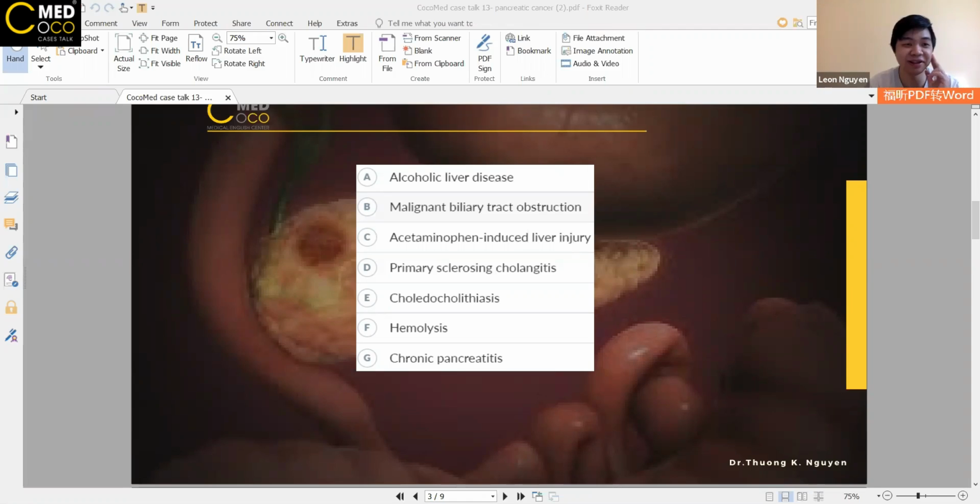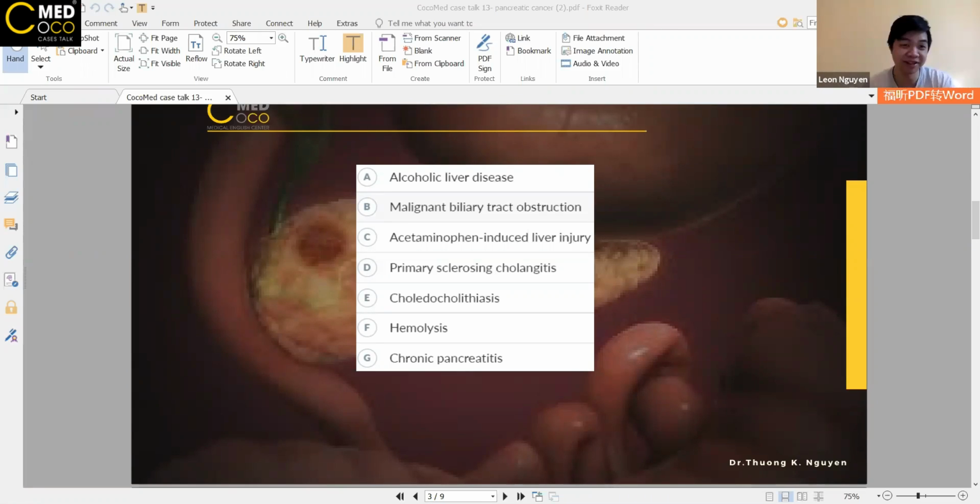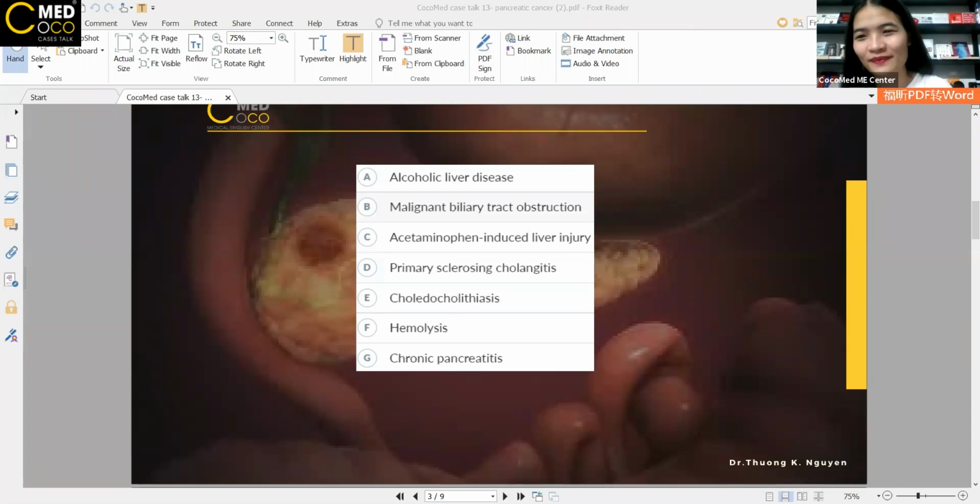It's a brother of Crohn's disease. That's not Crohn's disease, it's the brother of Crohn's disease. It's in the same class as Crohn's disease. Ulcerative colitis, right? Yes, good.